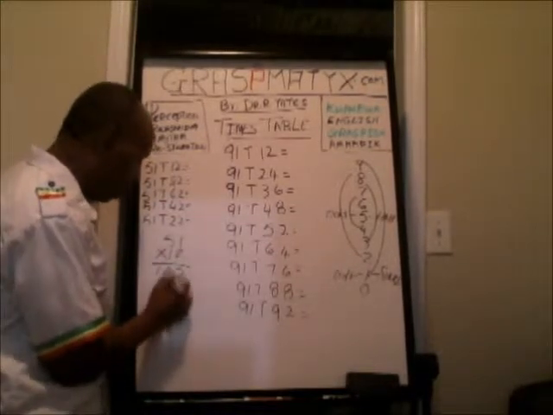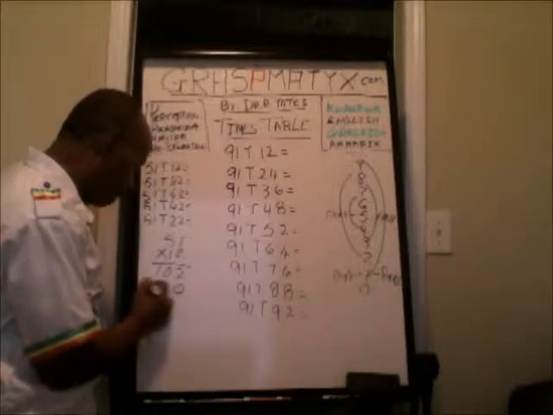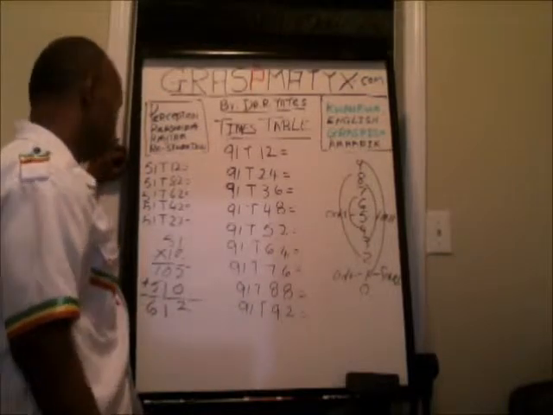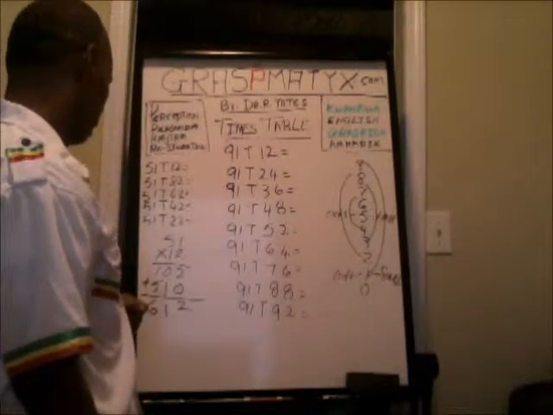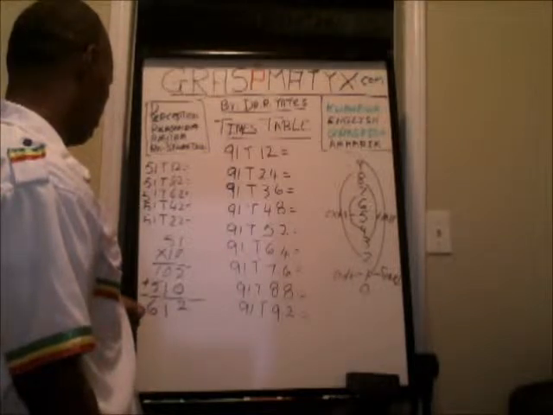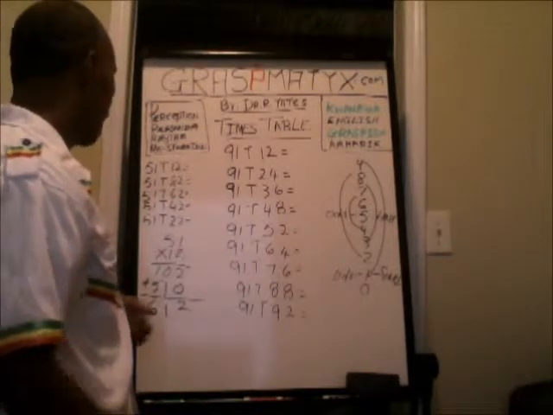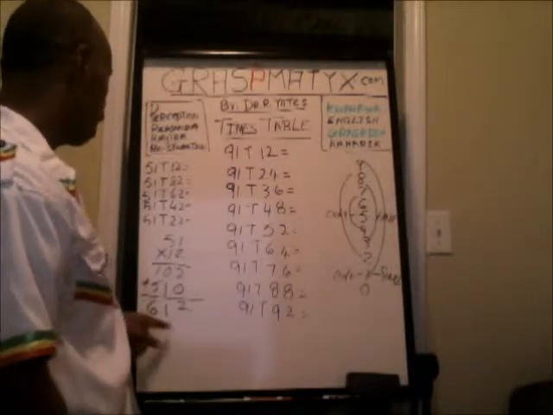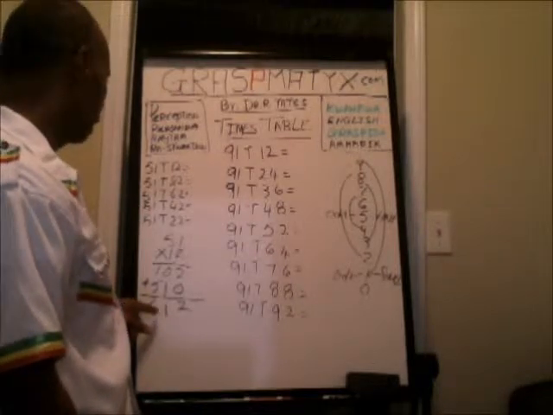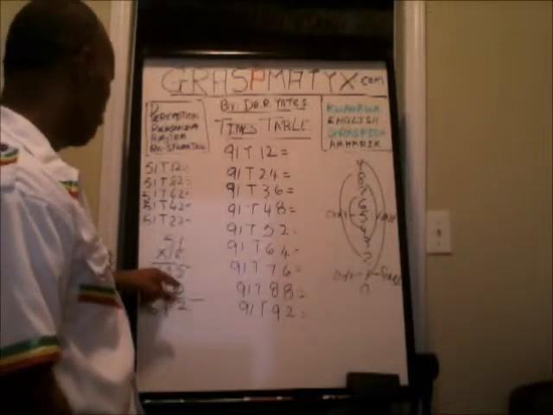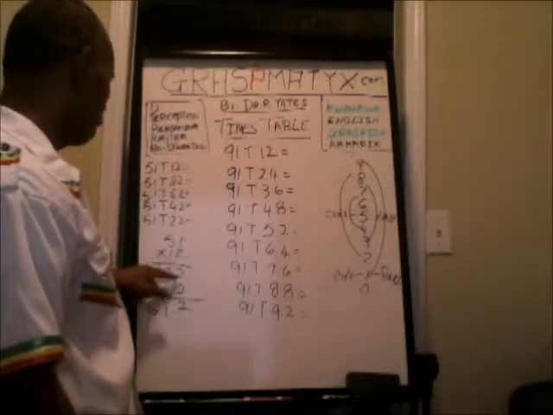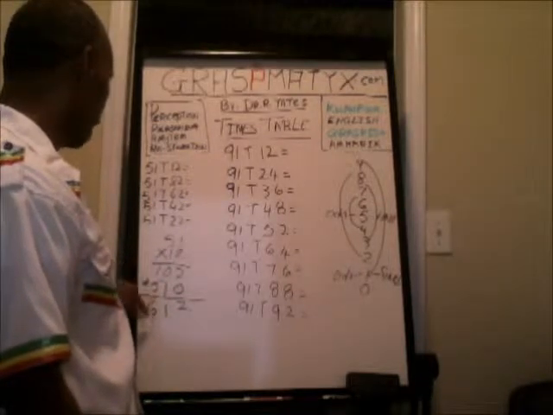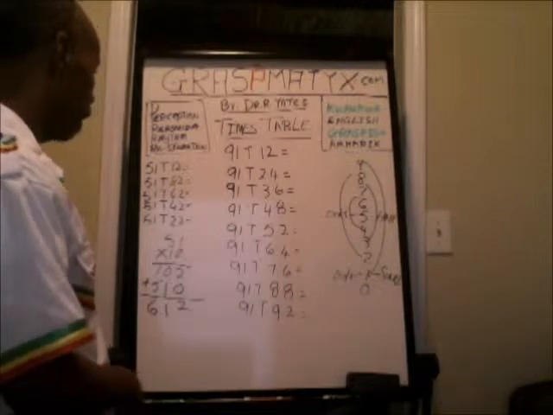I said 1 times 1 is 1. 1 times 5 is 5. Then I put my plus sign here and I add it up. I get 2, I get 1, and I get 6. You see? That's how that is done. I got 2 1s are 2, 2 5s are 1 0. Put the 0 here. 1 times 1 is 1. 1 times 5 is 5. When I add it up, I get 6 1 2. You see that, right? Good.